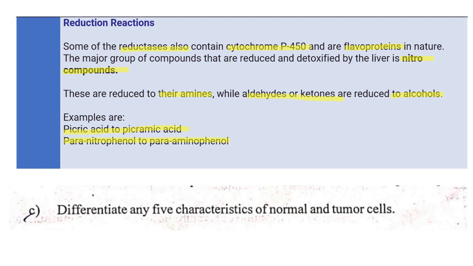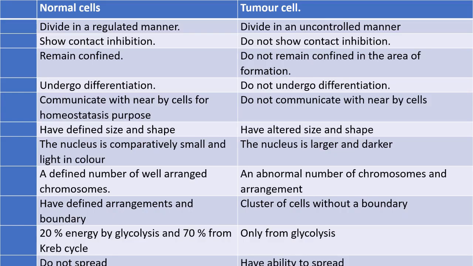Next question was differentiate any five characteristics of normal and tumor cells. So the normal cells and tumor cells. Normal cells divide in a regulated manner. The division is well regulated. While in case of tumor, the growth is uncontrolled, uncoordinated, and purposeless.